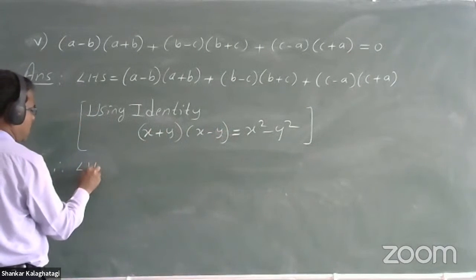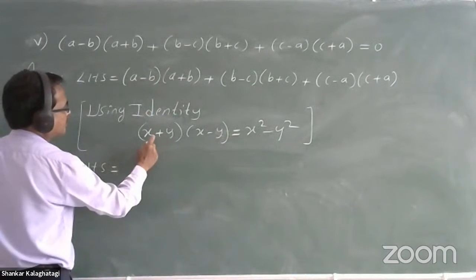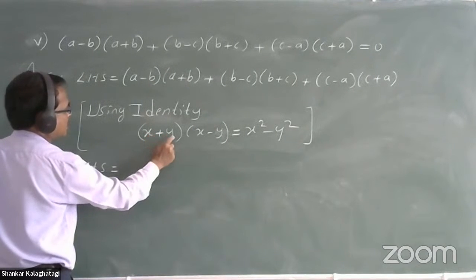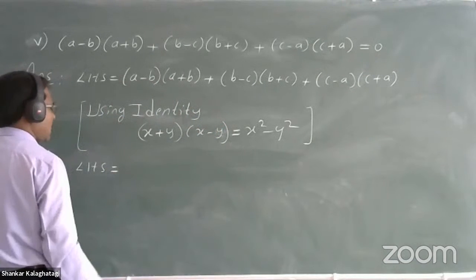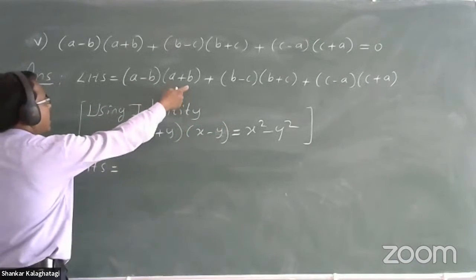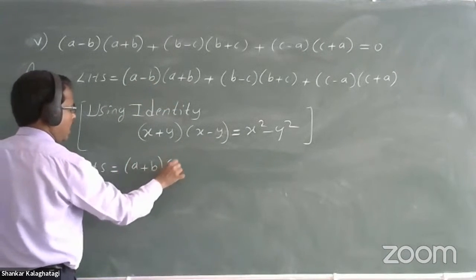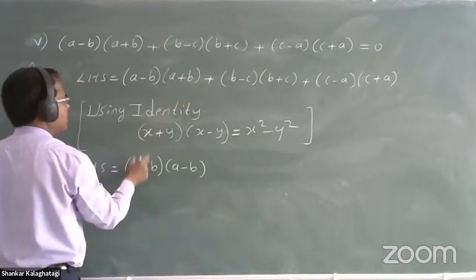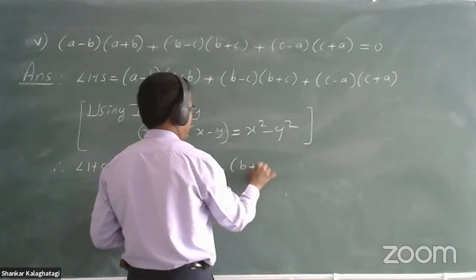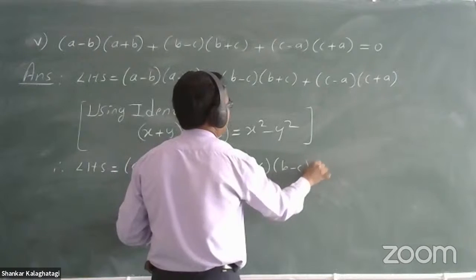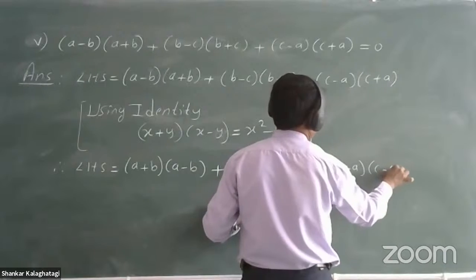Therefore, LHS becomes A plus B into A minus B. X plus Y into X minus Y means X square minus Y square, so A square minus B square. Otherwise, some members don't understand, so I write one more step. A plus B into A minus B, plus B plus C into B minus C, plus C plus A into C minus A.